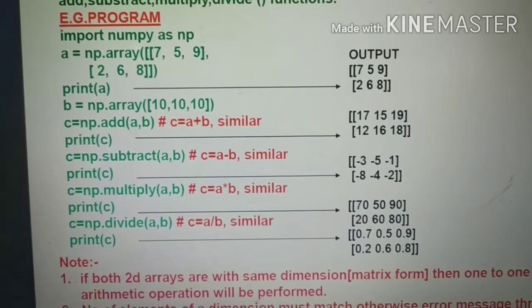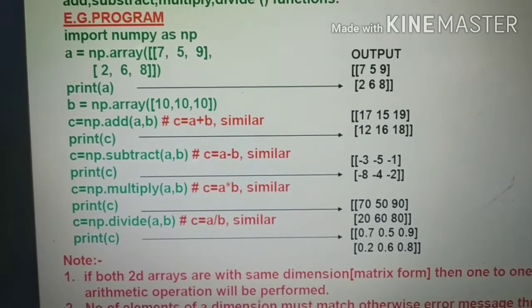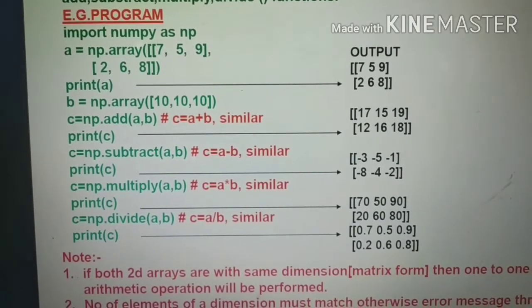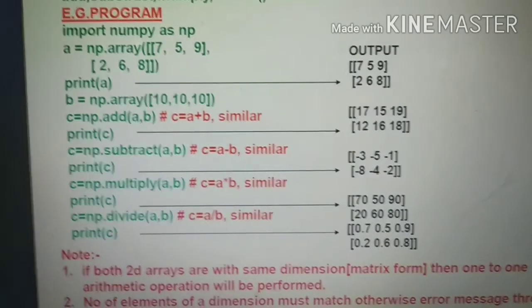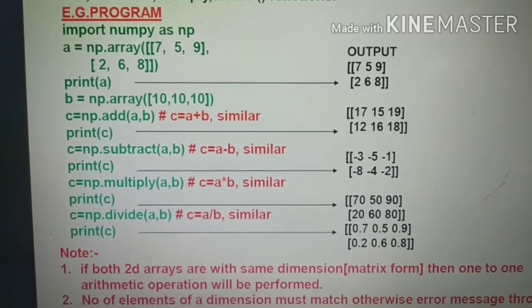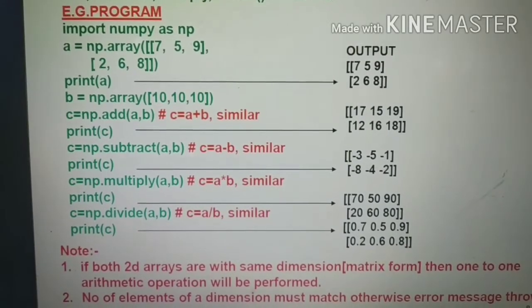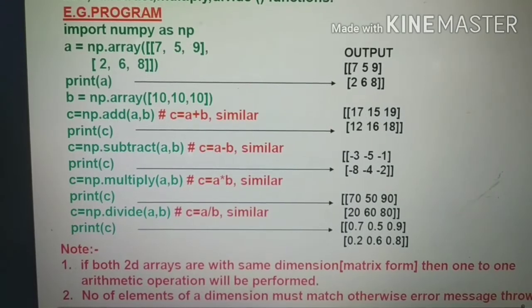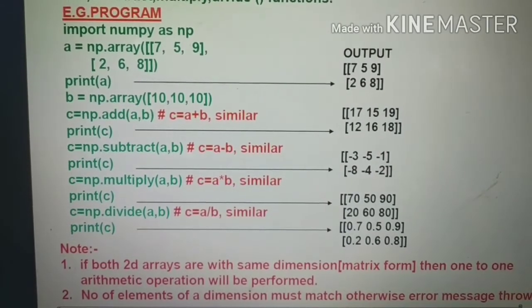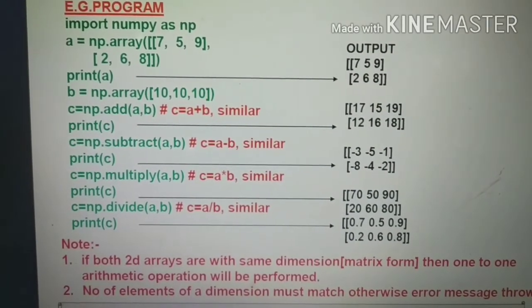If np.add(a, b), np is numpy, and we are adding a and b and saving it in c. So you can see 10 10 10. The first 10 will be added to 7, the second 10 will be added to 5, and the third 10 will be added to 9. Similarly, this 10 10 10 will be added to 2 6 8, that is the second row.